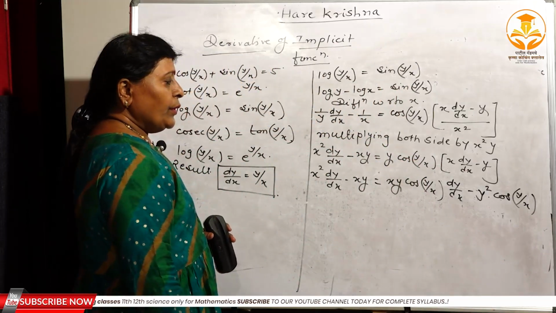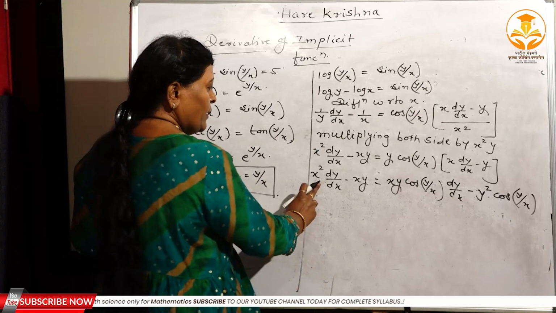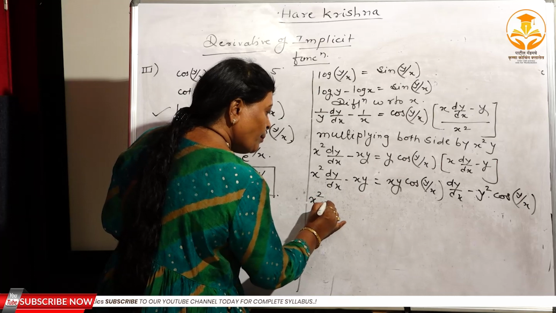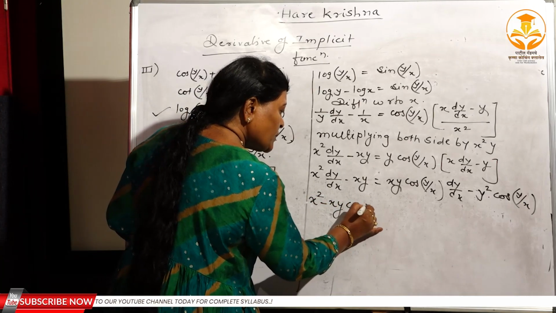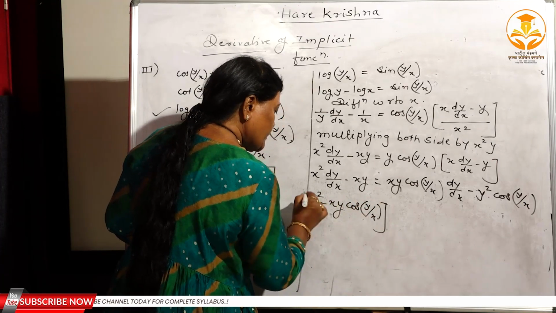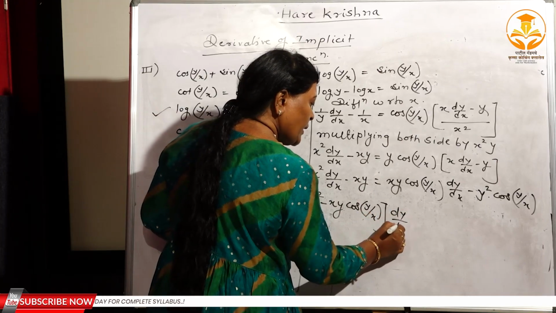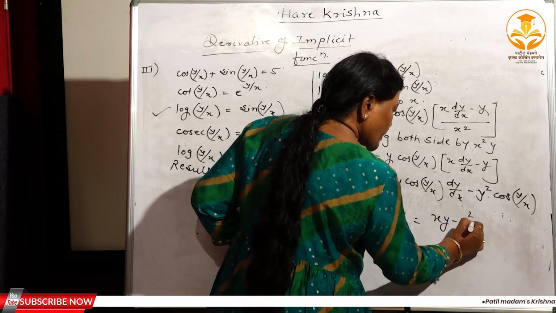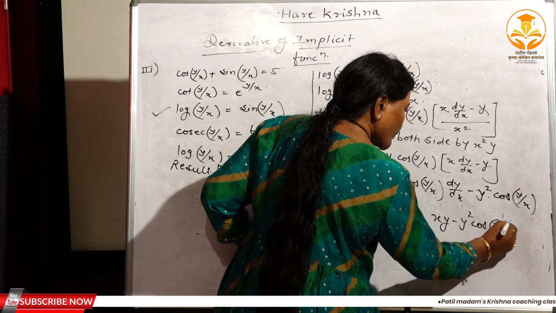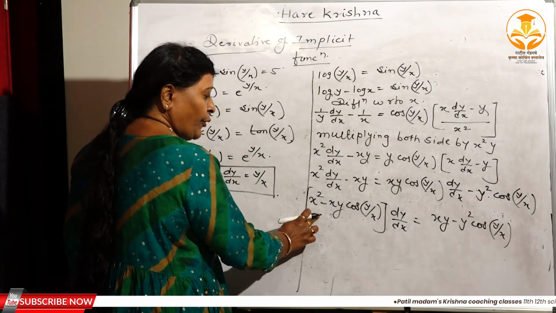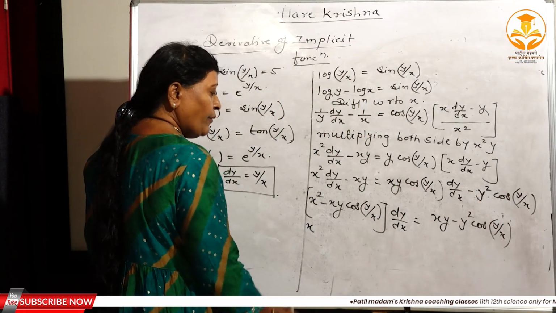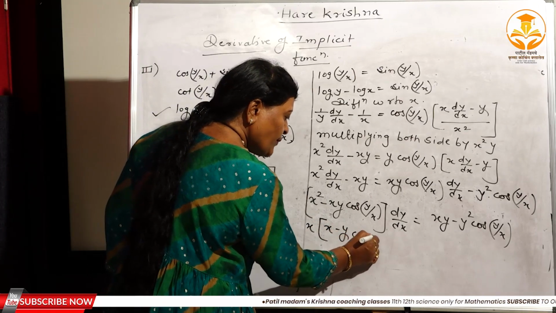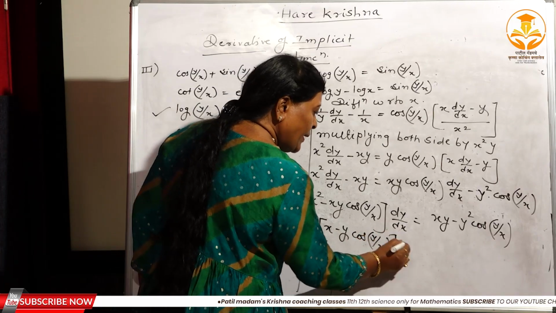Right? Now see what you have to do. Again collect the terms of dy by dx. This is one of the terms, this is the same. So transfer this here. That is x square minus xy cos y by x into dy by dx. And here again you can transfer this term, that is xy minus y square cos y by x. Again, if you observe this, from this bracket you can take x common. When you take x common, what remains here? That is x minus y cos y by x into dy by dx.